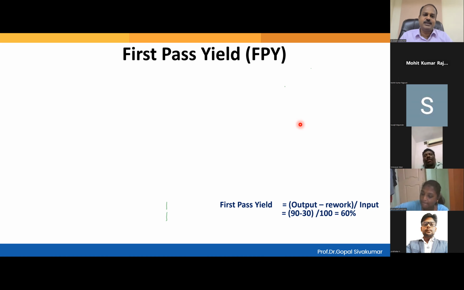But then why do you say you want to pass in the first attempt? You can pass in the second attempt then. First pass yield is better, isn't it? First pass yield is better. What is the point of appearing for the exam a second time?